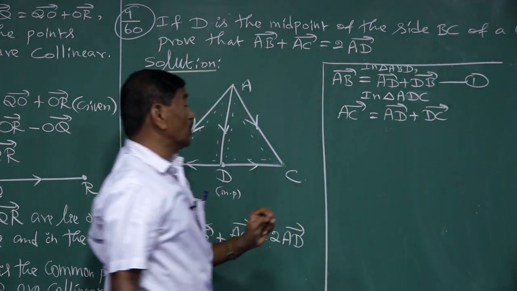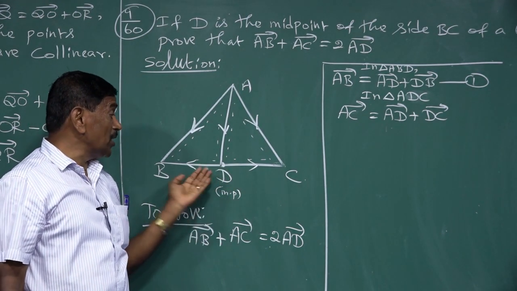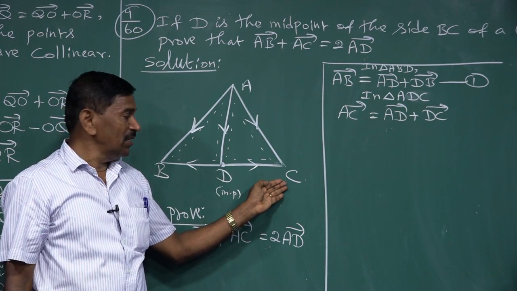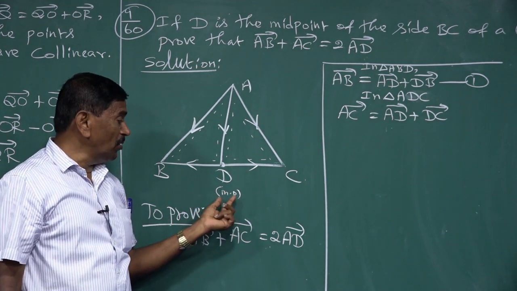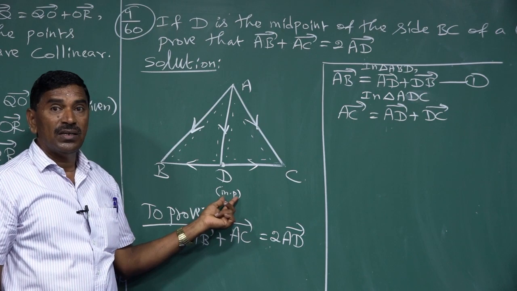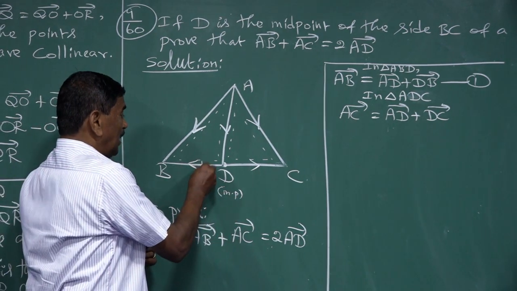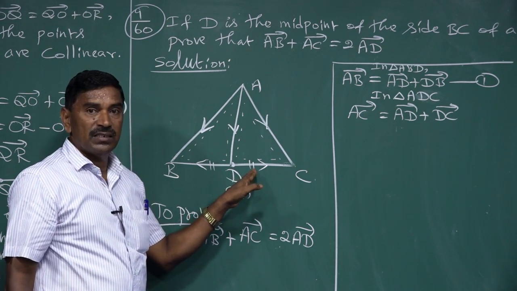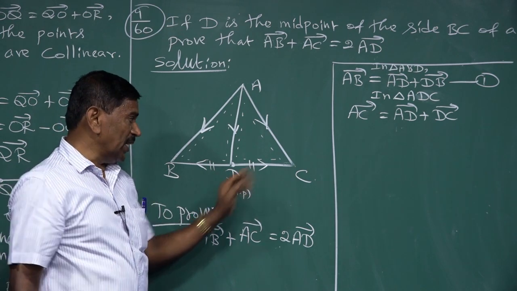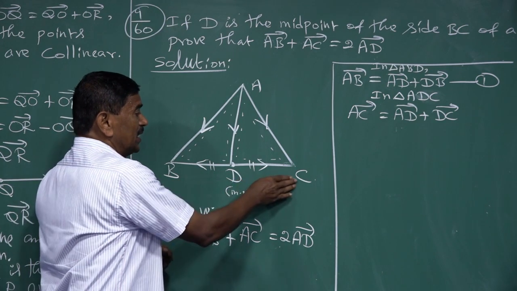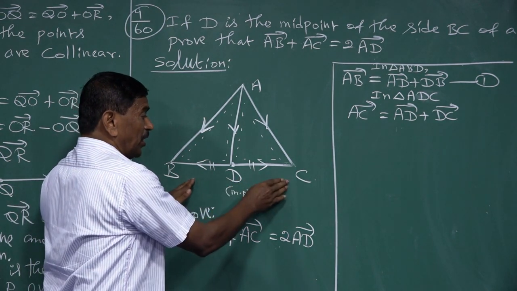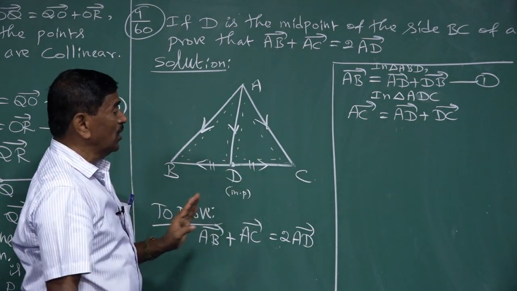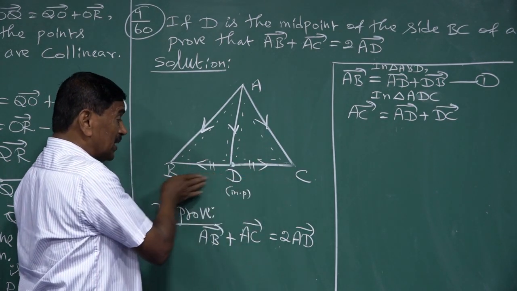Okay. Now, in the diagram, what can you say about DB vector and the DC vector? Yes, they are equal in magnitude. Because, why? Because of the midpoint. Here, DB and DC are equal in magnitude, but opposite in direction. Therefore, DC vector is equal to minus DB vector.